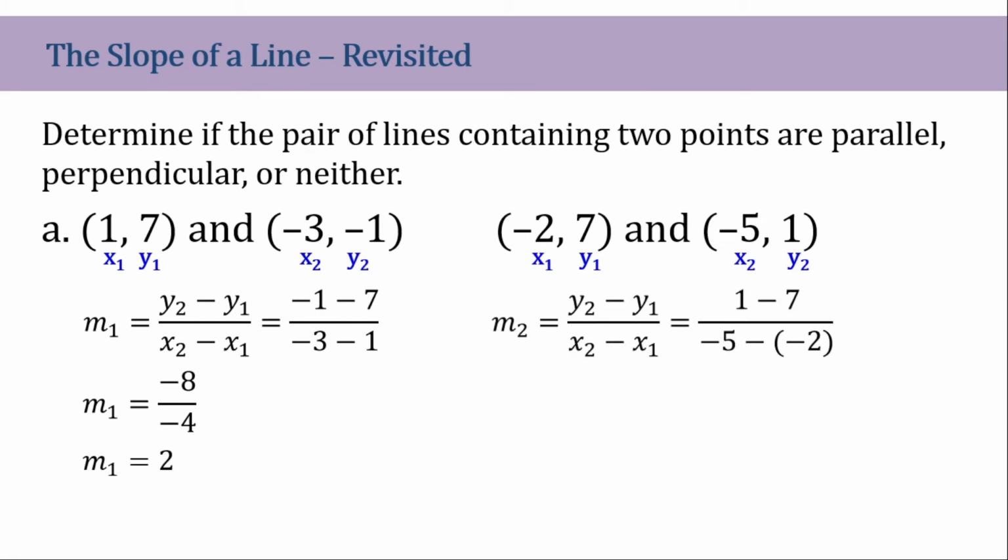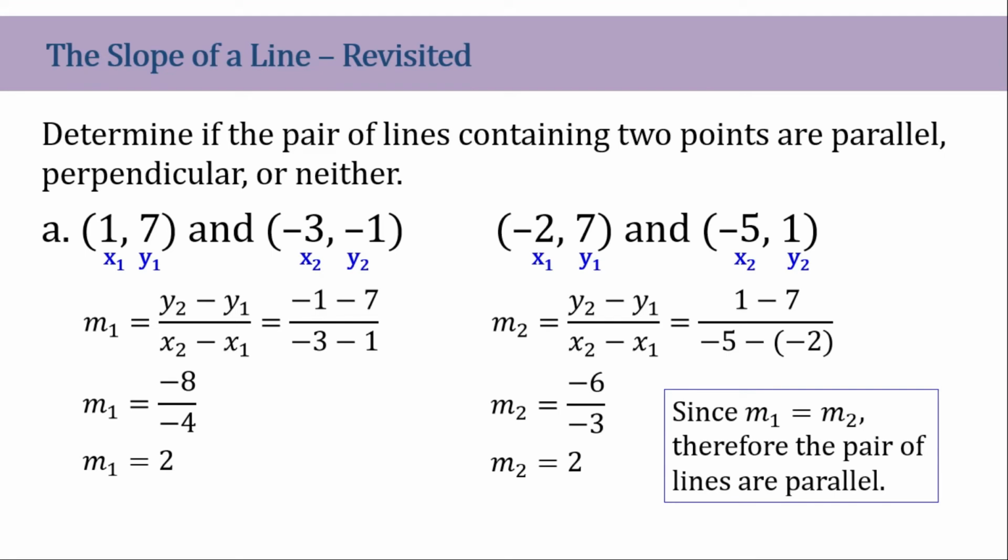On the other hand, this line 2, let's see their slope. So we have 1 minus 7 and negative 5 minus negative 2. That gives us negative 6 over negative 3. And if we simplify it further, the slope is also 2. Since the slope of line 1 is equivalent to the slope of line 2, therefore the pair of lines are parallel to each other. So that's the relationship of these two lines.